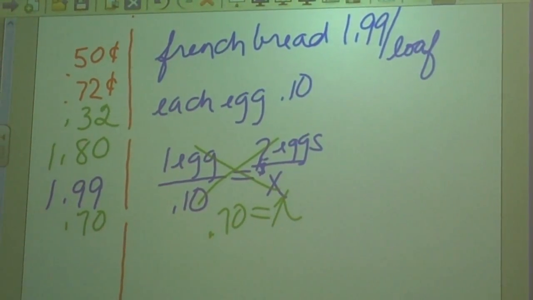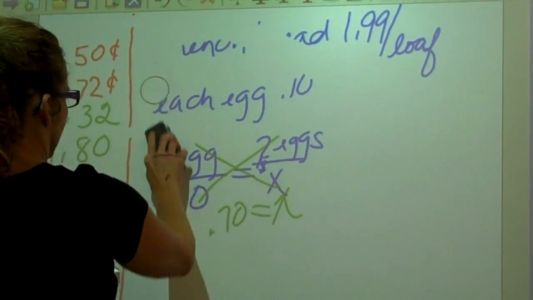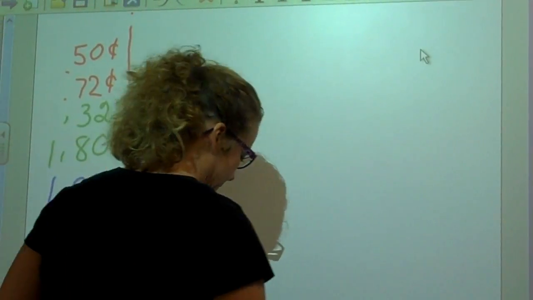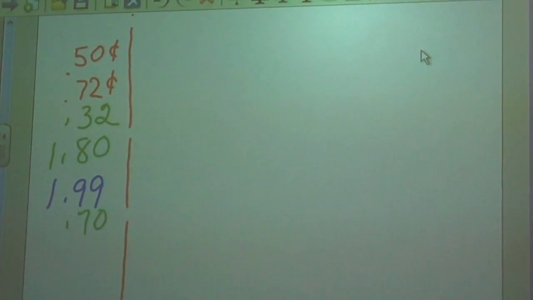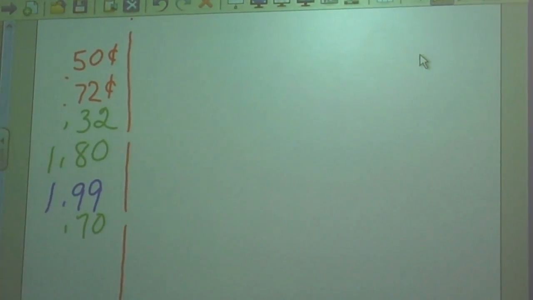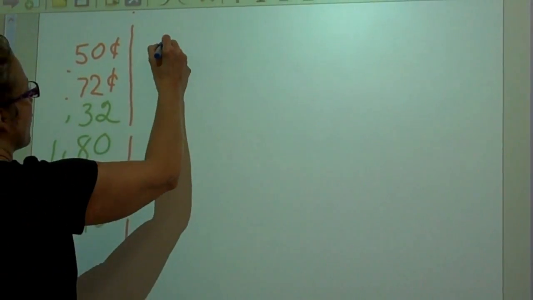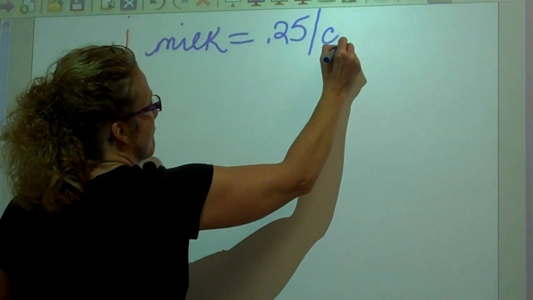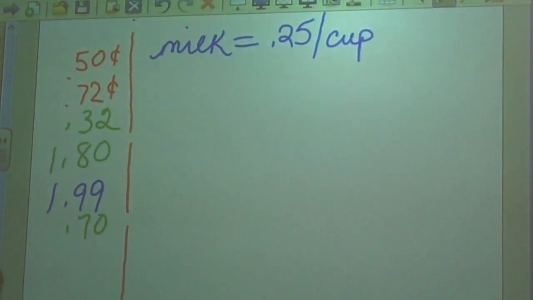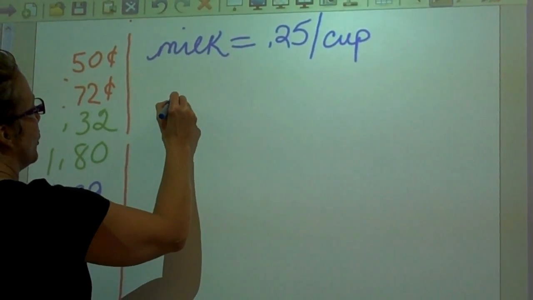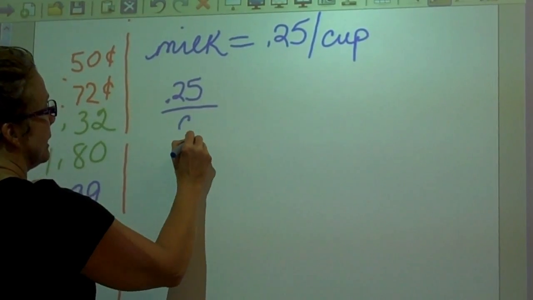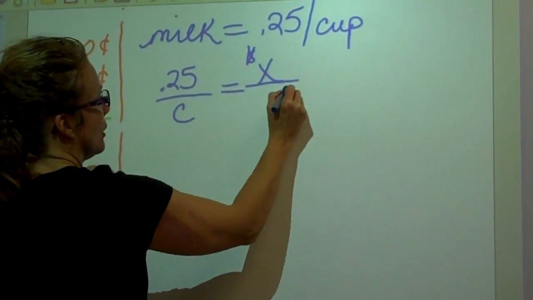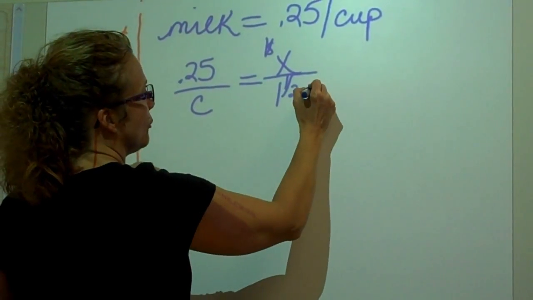All right, our next ingredient is milk. We need 1½ cups of milk. Milk costs 25 cents a cup. Okay, we need 1½ cups. So we have 0.25 over C, because it's 25 cents a cup, equals x, meaning how much is it going to cost for 1½ cups.